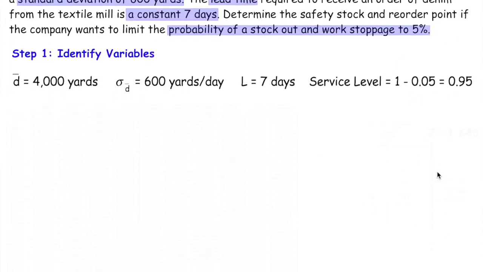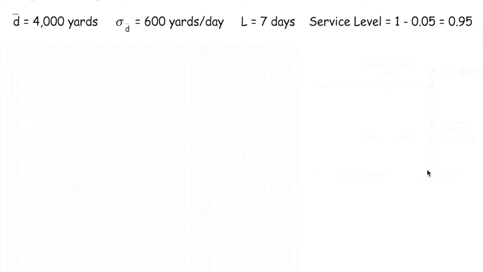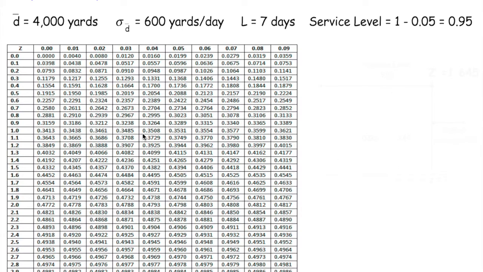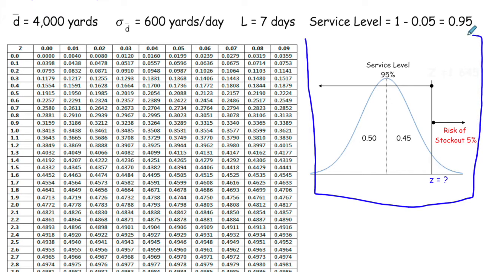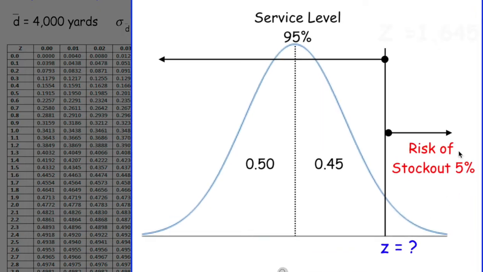To get the corresponding Z-score, we're obviously going to need our Z-score table. And think of the service level as the area that is behind the value of Z, on the left of the value of Z. So if I were to show us a normal distribution, the area that's on the left of my Z is the service level. The area that's on the right of the Z is the probability of a stockout.